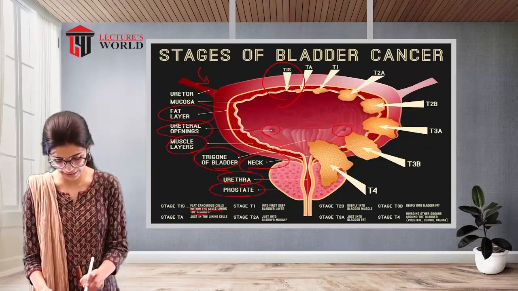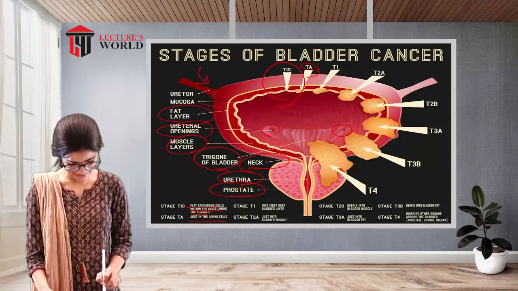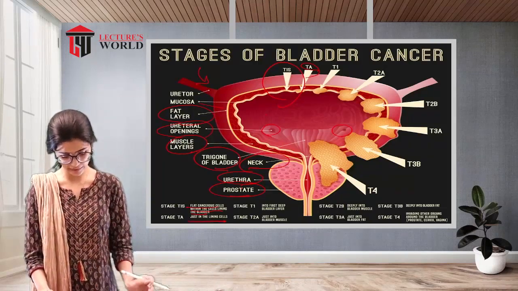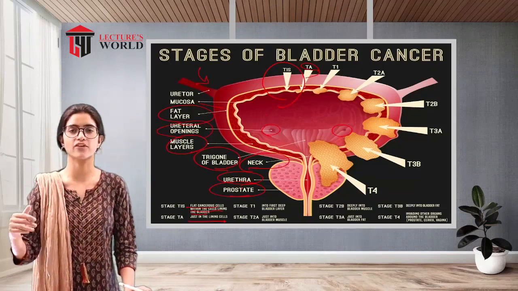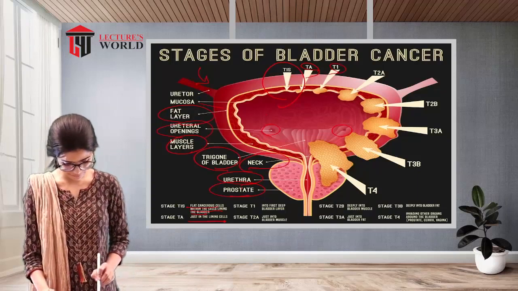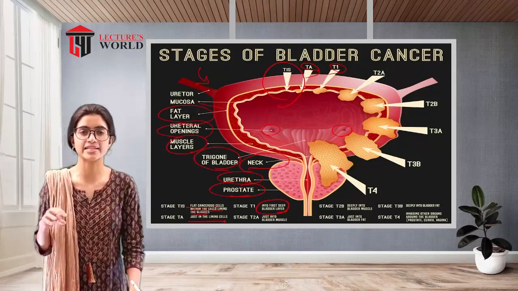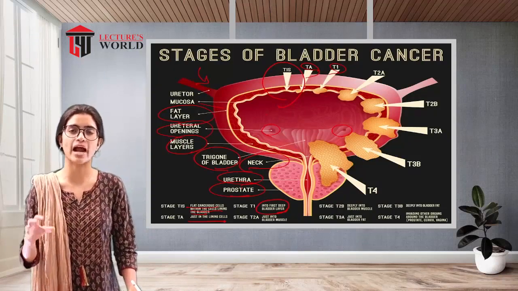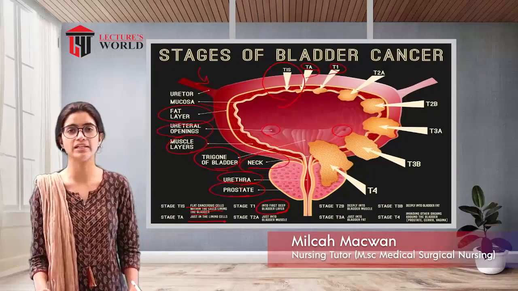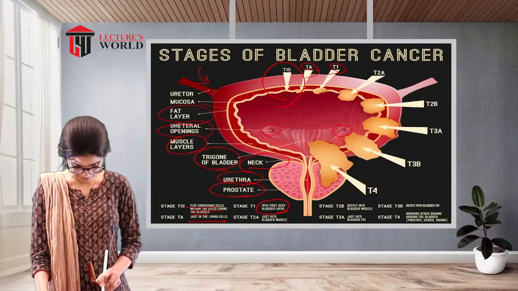Now coming to the TA, which consists of just the lining cells. So in the stage TA, the cancer cells are showing growth just in the lining. The stage T1 consists of the first deep bladder layer. So when the cancer cells start invading into the first deep bladder layer, we say it to be the T1 stage. The stage T2A is just into the bladder muscle.